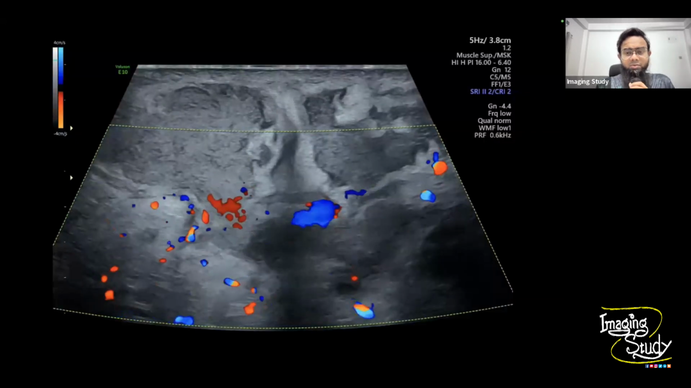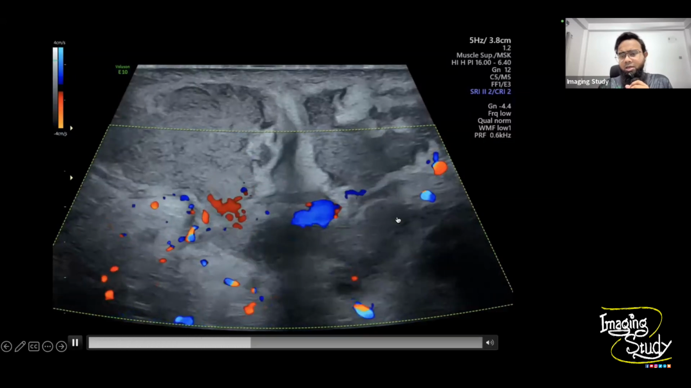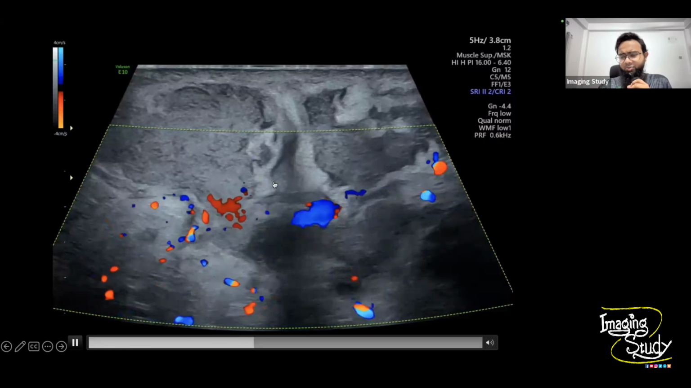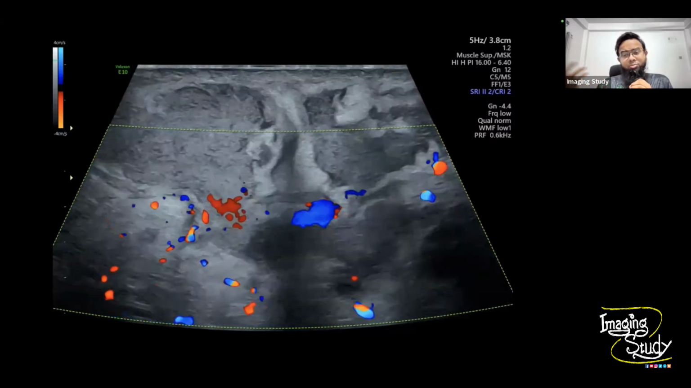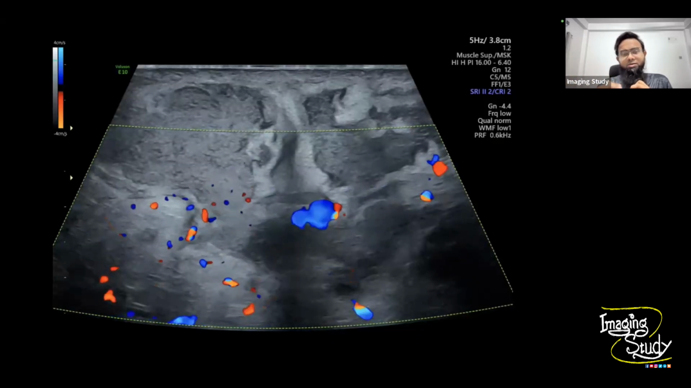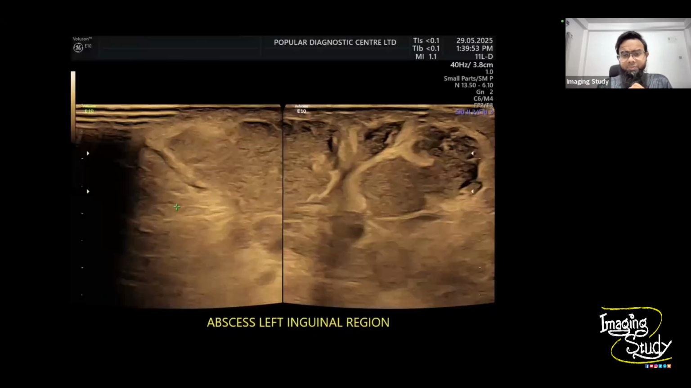So here you can see we have put some Doppler again, and now you can see this vessel is very prominent. You can see some lymph nodes over here, and this one is the abscess. Is it of tubercular origin? In our country, tuberculosis is very common for the lymph nodes, but you need to evaluate it further with the histopath or something like that.